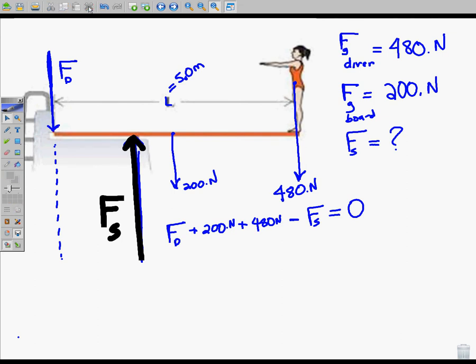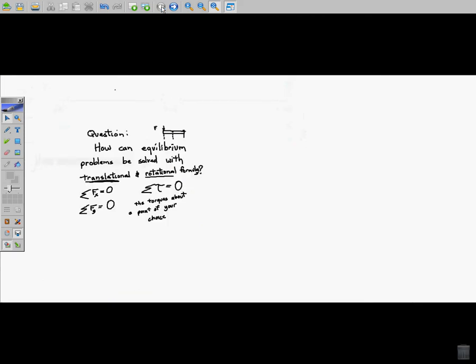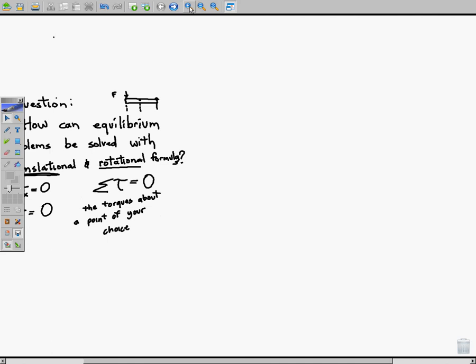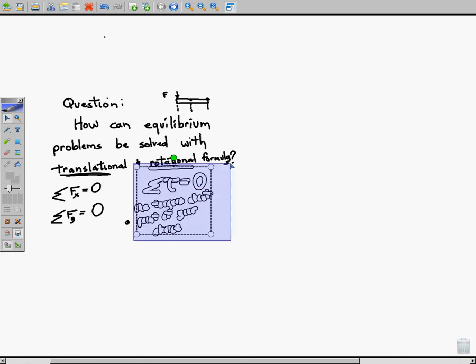Now we can't just go ahead and solve because we have two unknowns with the one equation. Two equations. So we're going to need to use some torque. We're going to have to use this torque equation right here.